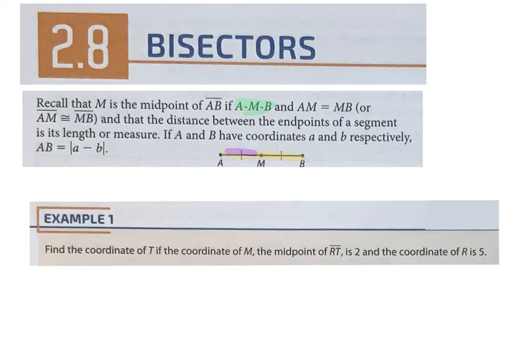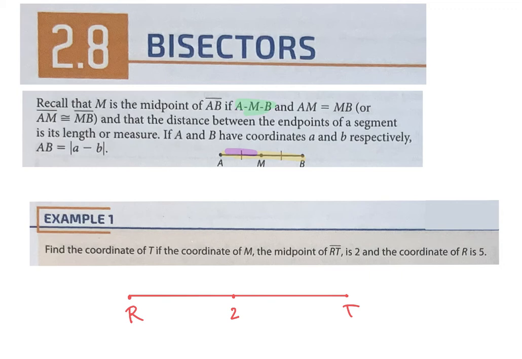Find the coordinate of T if the coordinate of M, the midpoint, is 2 and the coordinate of R is 5. So they've given us almost like a number line setting here. They're telling us that we have this line segment from R to T, and they want us to find the coordinate of T, the endpoint. The midpoint is 2. So what does that tell me? The midpoint 2 is exactly the same distance from each side because it's the middle.